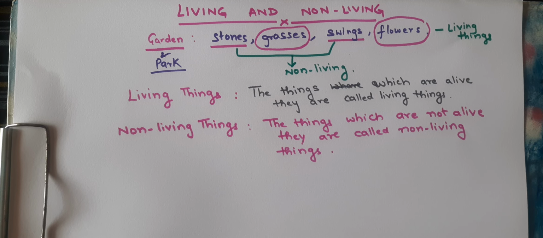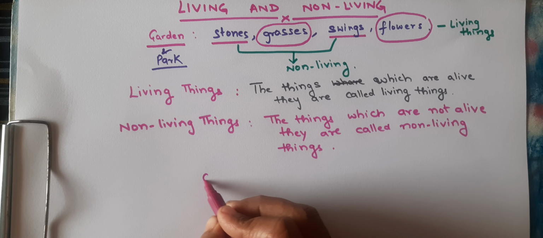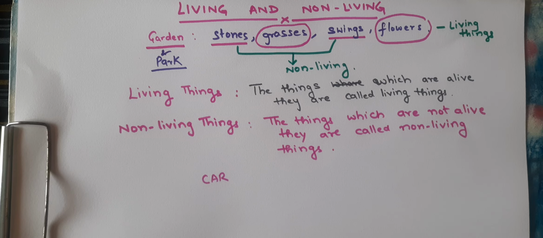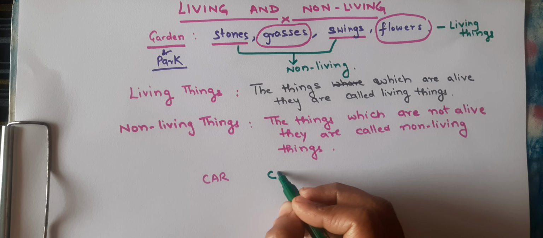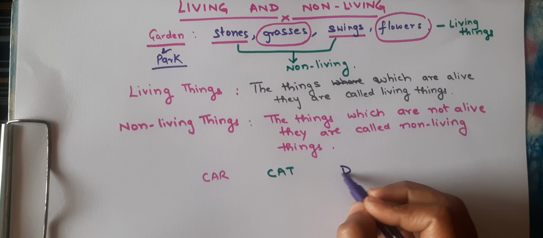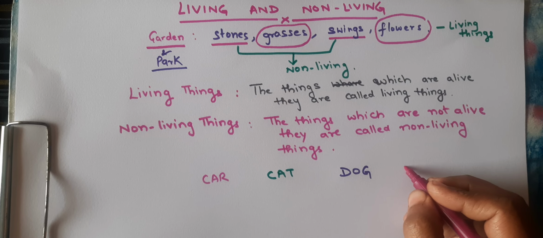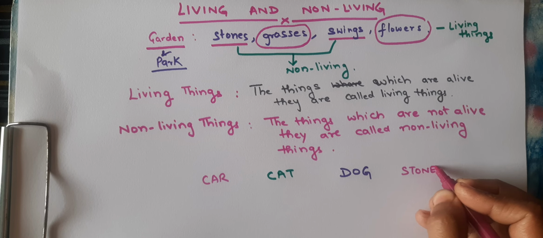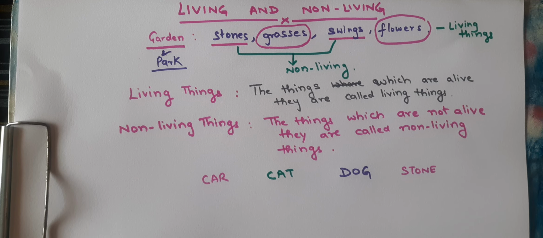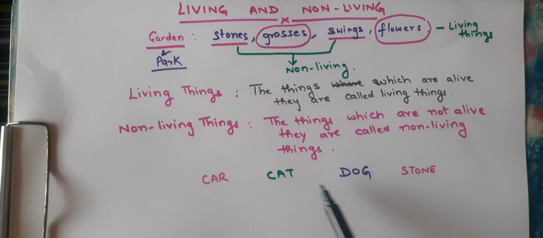I will give you another example for living and non-living things. Suppose there is a toy car, and there is a cat, there is a dog, and there is a stone. Now, based on what I explained earlier, can you identify which are the living things and which are the non-living things? Think about it. Okay, so I will tell you.